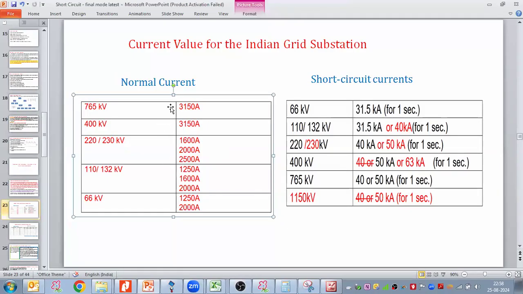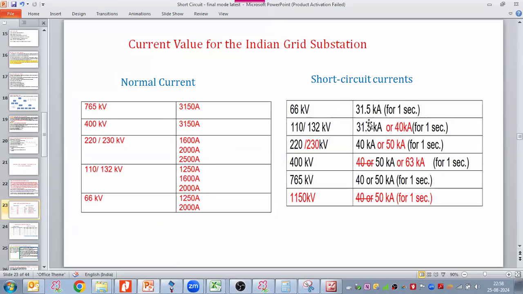Anyway, so normal current, 765 kV substation working, you take this current. 400 kV, they take this current. 220 kV, you can take any of this current. 132, take this current. 66, taking this current, right? Short circuit current. 66, 31.5. 132, 31.5 or 40, and you can take. 220, 40 or 50, any you can take. 400 kV, 50 or 63, you can take.